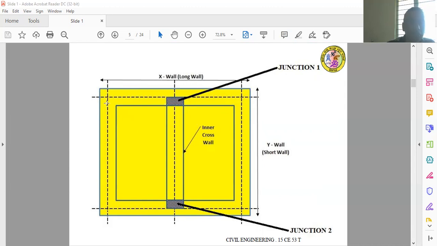We have to measure from the center of this wall to the center of this wall in the horizontal direction, which is called the long wall. The center to center length from this point to this point in the vertical direction is called the short wall.